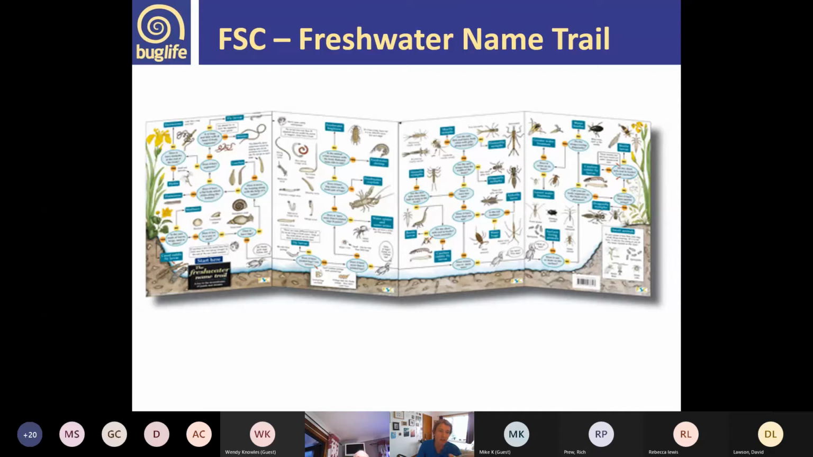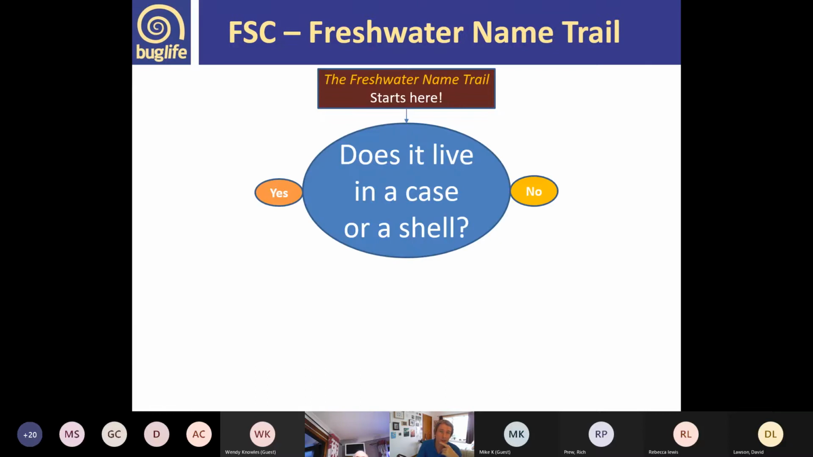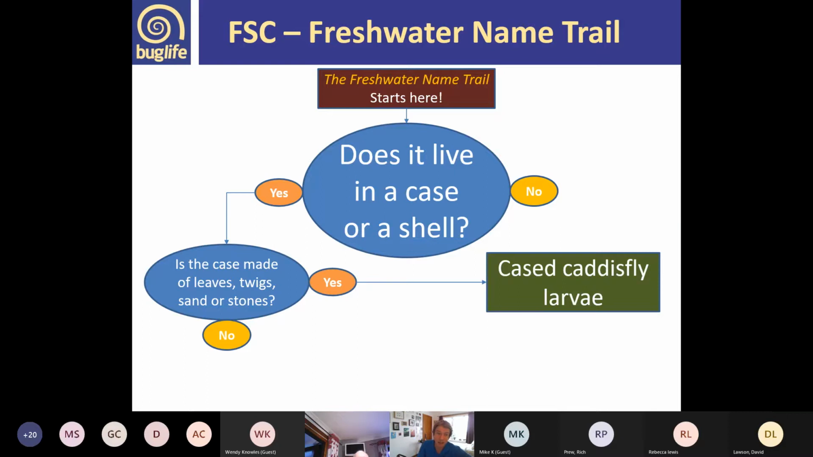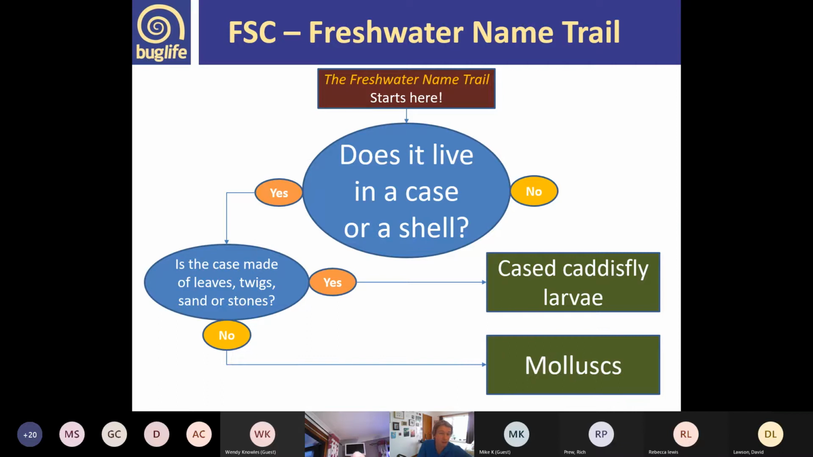And the first stage, as you can see, is over on the left-hand side where it says start here. And I've recreated it for the purposes of this presentation. Does it live in a case or a shell? Yes or no? So if it does, then does the case have leaves, twigs, sand or stones? So when using a key, this is the process that you need to go through, and you branch off in different directions. You get to the next question. If it does make a case made of leaves, twigs, sand or stones, then it's a cased caddisfly larva. If it doesn't, then it's going to belong to the phylum of mollusks.